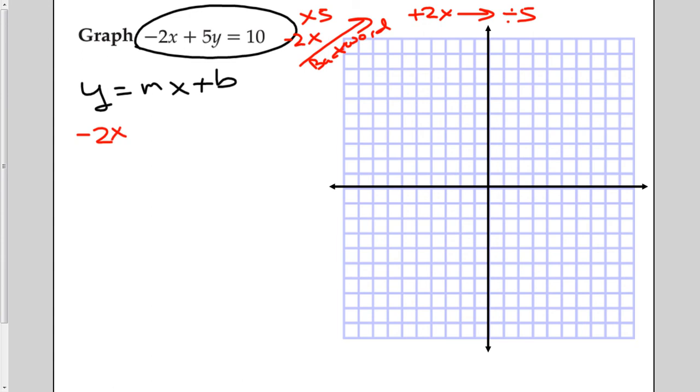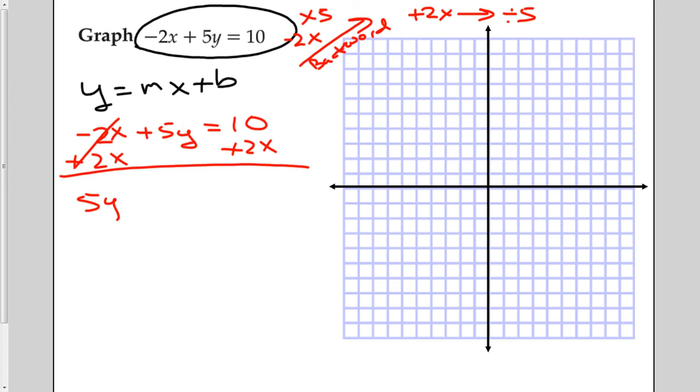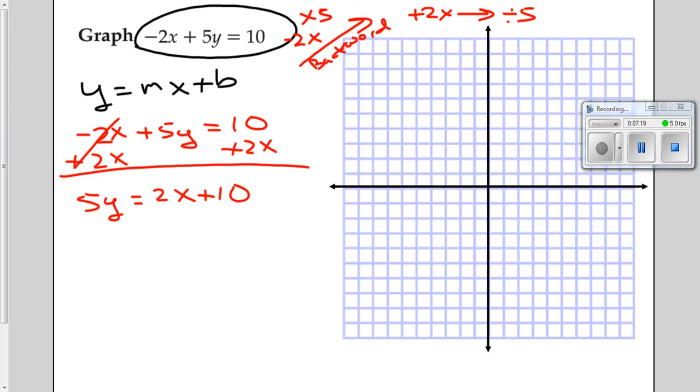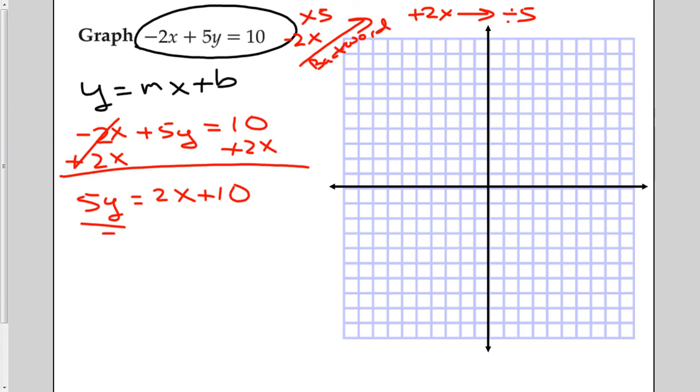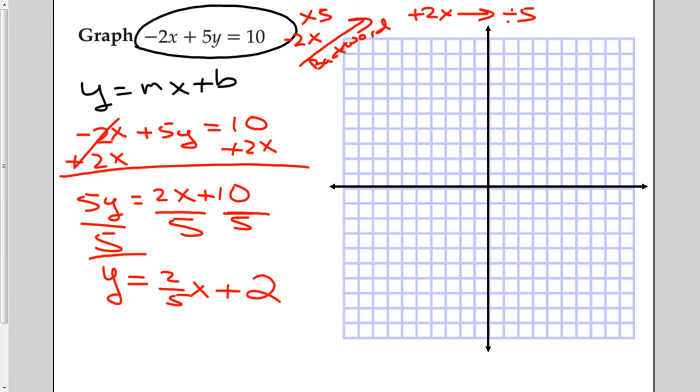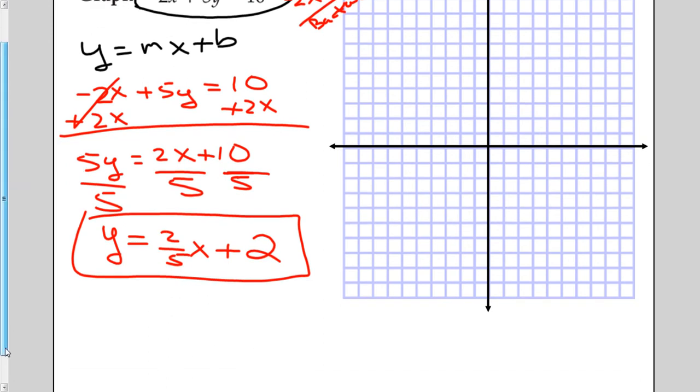So I have minus 2x plus 5y is equal to 10. I'm going to add 2x to both sides, just as I said I would do before. And so I get 5y is equal to 2x plus 10. And I'm going to divide everything on both sides by 5, because that's the only way it's legal. And so I get 1y, or just y, is equal to 2/5 x plus 2. I now have my equation in slope-intercept form.